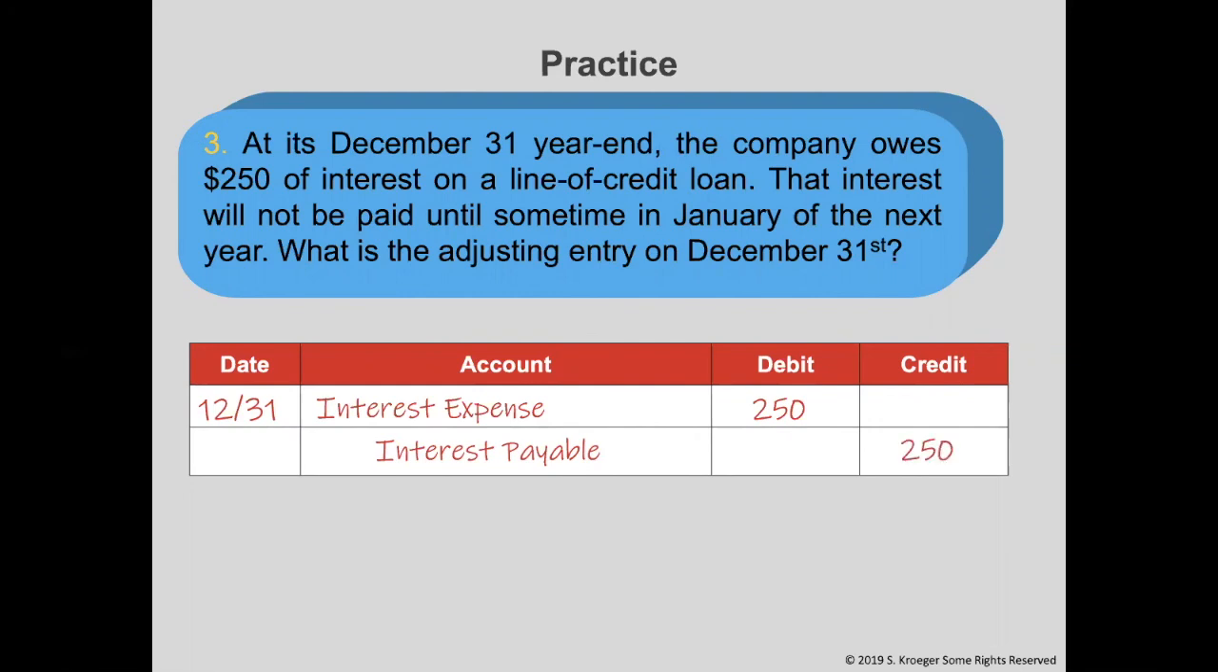For these last two examples, we used interest, but it does not have to just be interest. Other examples could be tax expense and taxes payable, or salaries expense and salaries payable, and so on. These are the two entries for accruals.